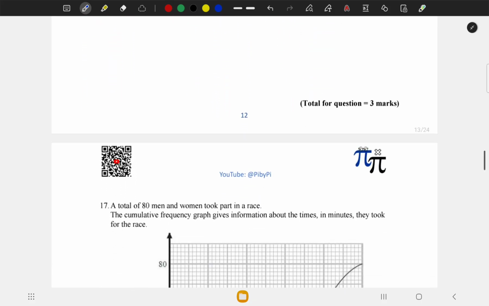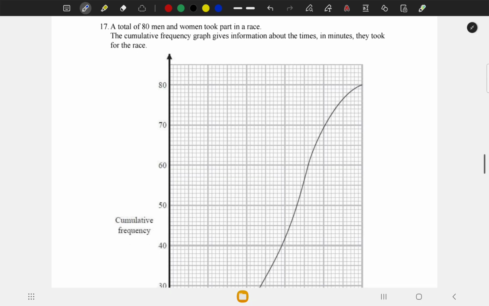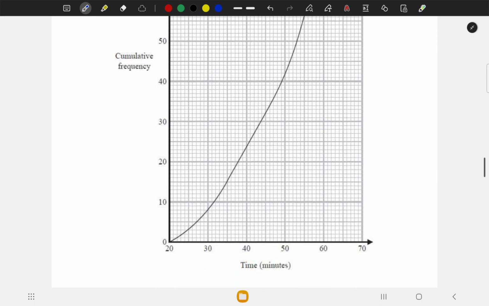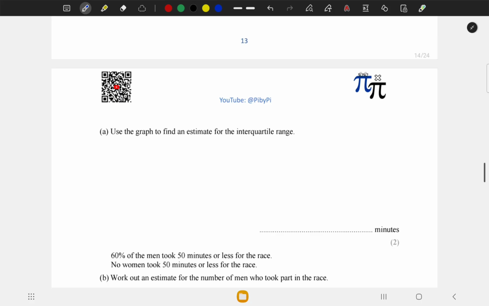Okay, let's proceed on to the next question. Question number 17. A total of 80 men and women took part in a race. The cumulative frequency graph gives information about the times in minutes they took for the race. So the curve has been drawn for us in this case. The question is asking us to find an estimate for the interquartile range. Now remember, interquartile range is gotten by finding the upper quartile, which we call Q3, and the lower quartile, which we call Q1, and subtracting these two.